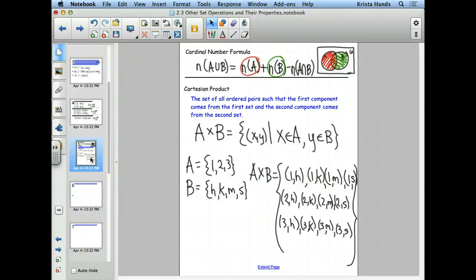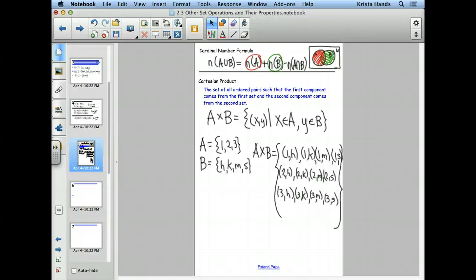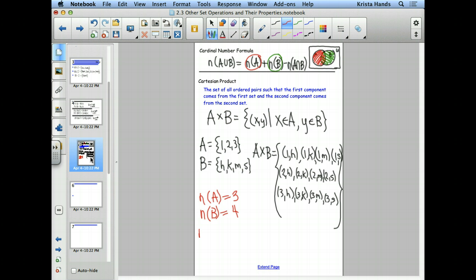I'd like for you to notice something interesting about what's going on here, though. I don't think I mentioned it later, so I think probably here's a good spot for it. How many items are in set A? Okay, good. What's the cardinal number? How many items are in set B? How many items are in the Cartesian product? That is, how many ordered pairs do I have? 12. Any conjecture about the relationship between those?